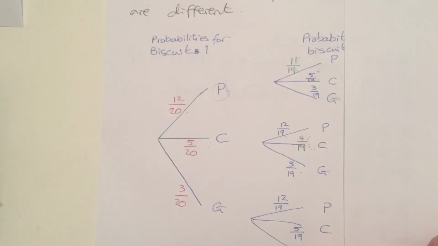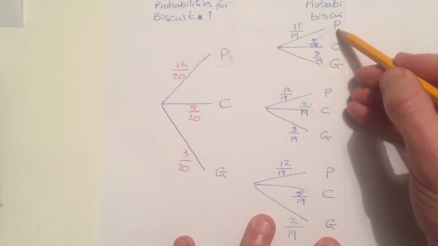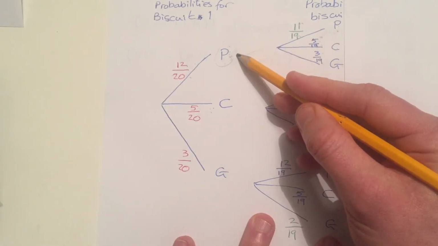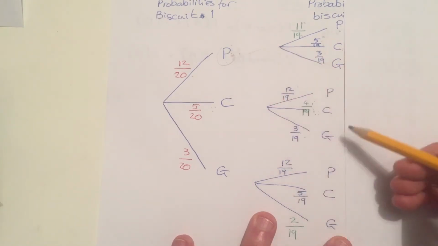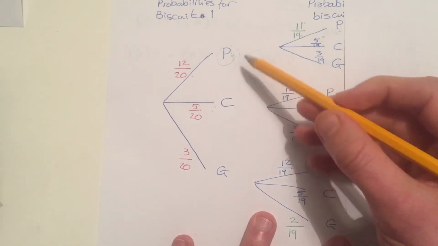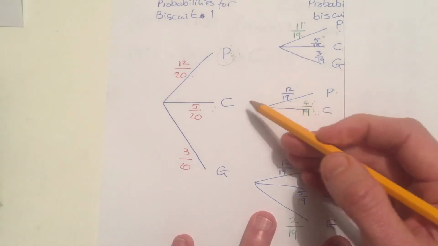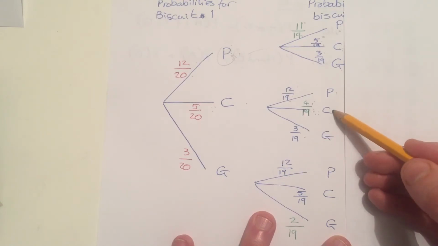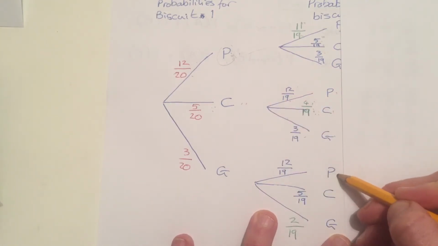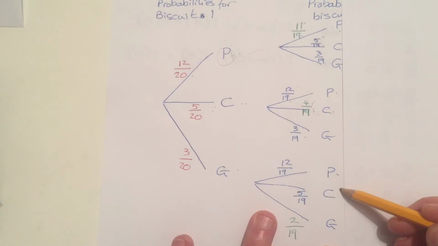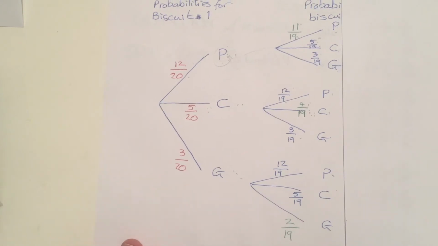So these here represent the probability of the second biscuit being plain if I took a plain the first time, the probability of me taking a chocolate the second time if I took a plain the first time, the probability of a ginger the second time if I took a plain the first time, the probability that I took a plain the second time if I took a chocolate the first time, then chocolate the second time if I took chocolate the first, ginger the second if I took chocolate the first, plain the second if I took ginger the first, chocolate the second if I took ginger the first, ginger the second if I took ginger the first. So that is my tree diagram.